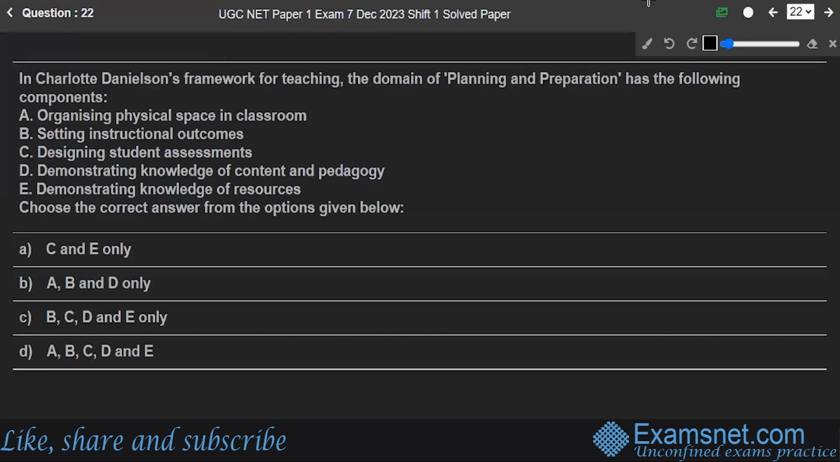Question number 22: in Charlotte Danielson's framework for teaching, the domain of planning and preparation has the following components. A: organizing physical space in classroom, setting instructional outcomes, designing students' assessments, demonstrating knowledge of content and pedagogy, and demonstrating knowledge of resources. Well, Charlotte Danielson's framework for teaching is a widely used tool for evaluating teachers' effectiveness.